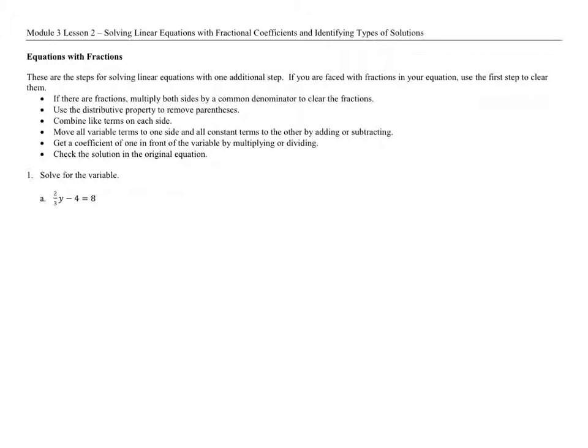The first step is if there are fractions, we're going to multiply both sides by a common denominator to clear the fractions. So here's our first equation, which is 2/3 y take away 4 is equal to 8. Notice how the only denominator in the equation is a 3. So I'm going to multiply everything through by a 3. 3 here, 3 there, and 3 there. So we're just multiplying everything by 3.